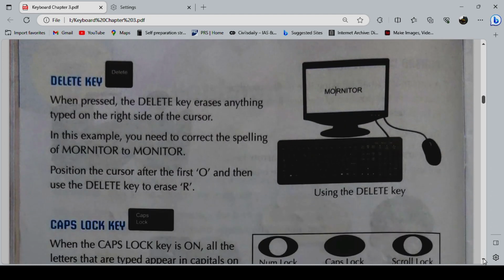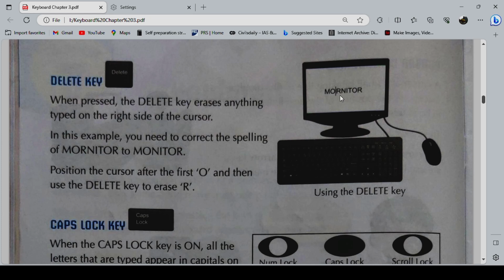Now the delete key. You see the delete key on this laptop keyboard? Yes. Okay, in the same way, on the desktop keyboard you can see this delete key. When pressed, the delete key erases anything typed on the right side of the cursor. You should understand the difference. The backspace key erases anything to the left, and the delete key erases anything to the right.